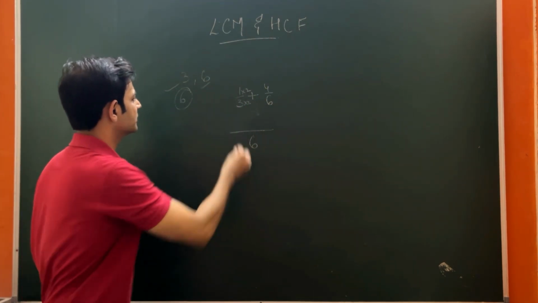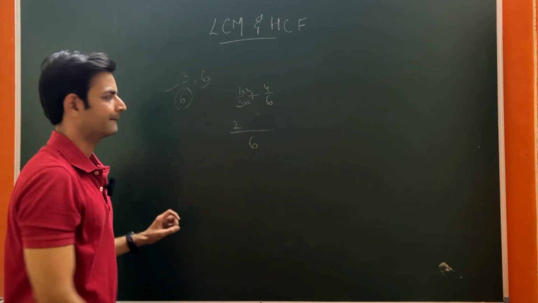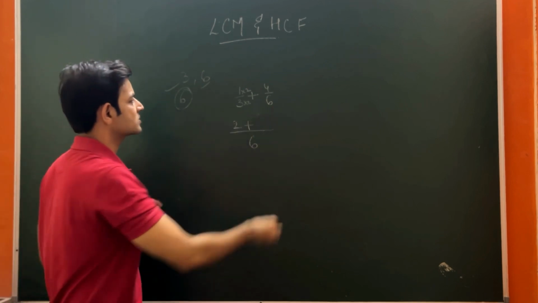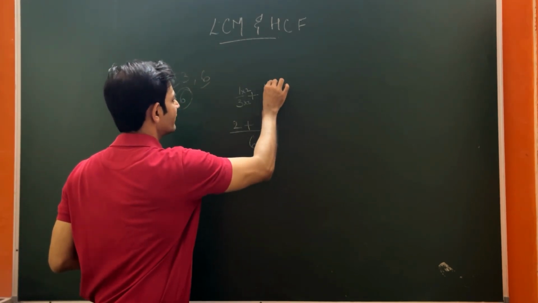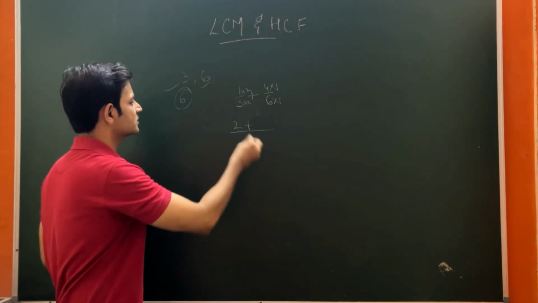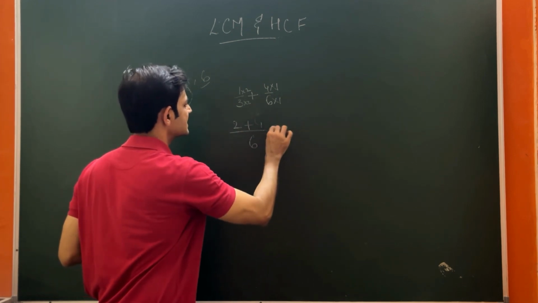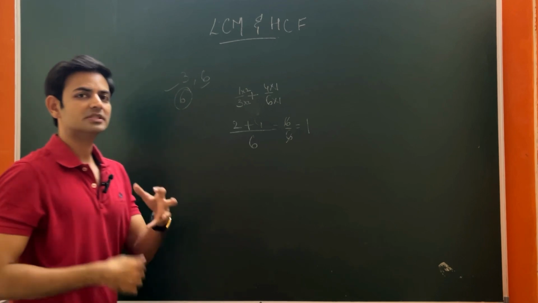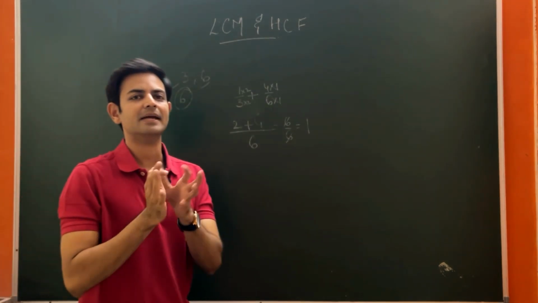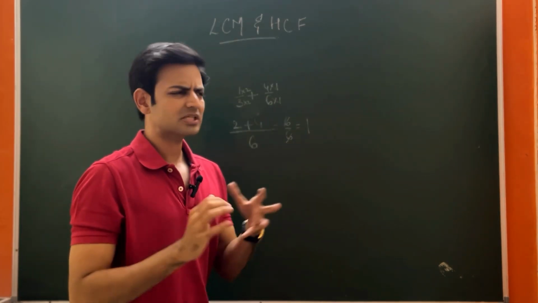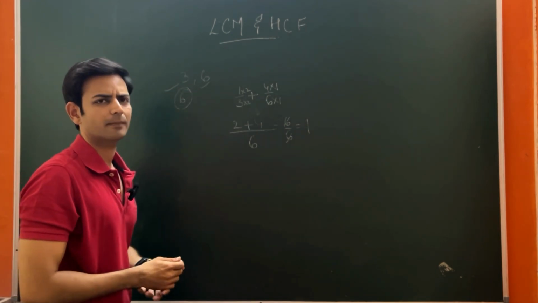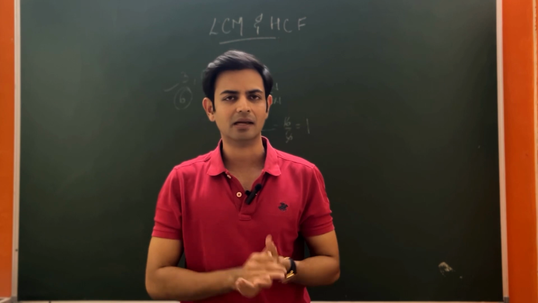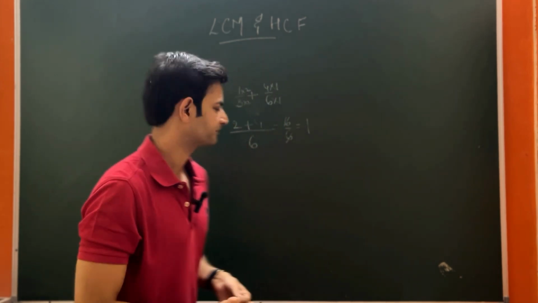So this will become 2 plus. To this 6, what should I multiply to get 6? It is 1. So I will multiply this also with 1. So this is 2 plus 4, which is equal to 6 upon 6. So my answer is 1. This is how you use LCM in the normal questions. Now this was a small question where the numbers were really small. In case the numbers are big, how do we calculate LCM and HCF?